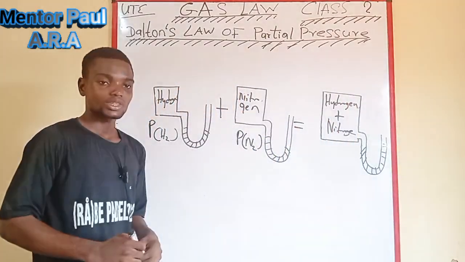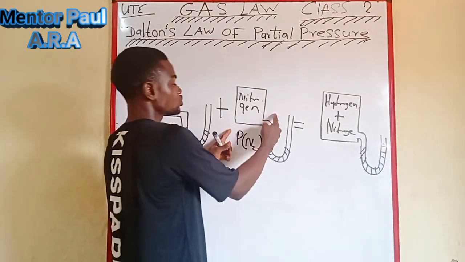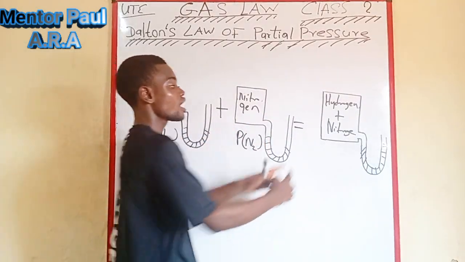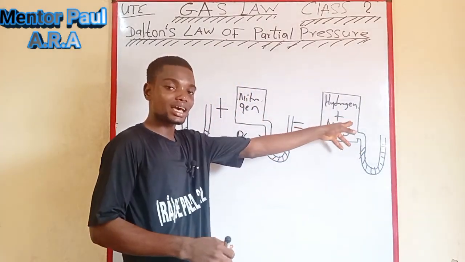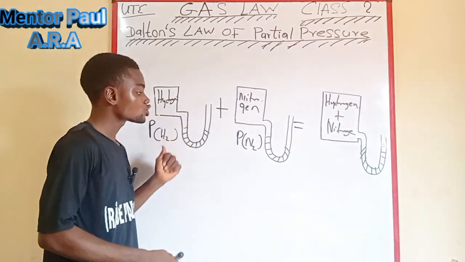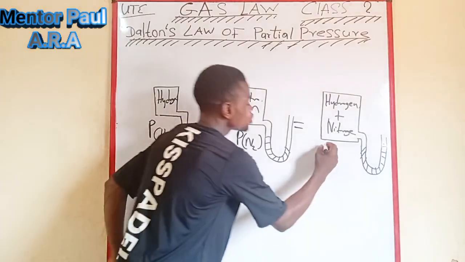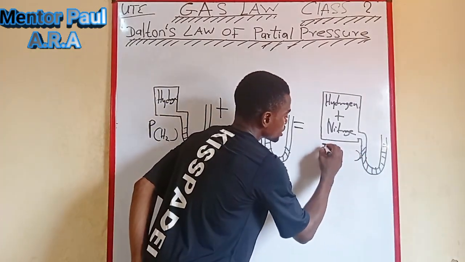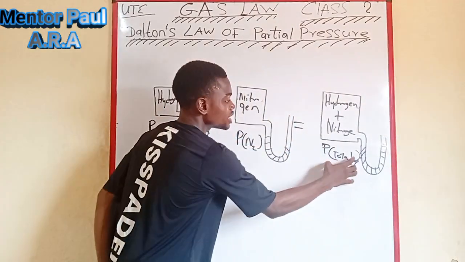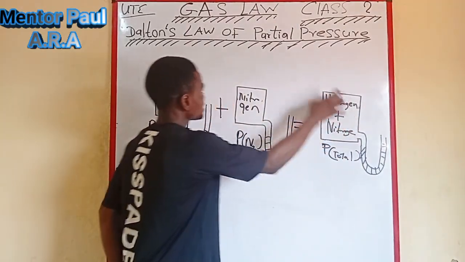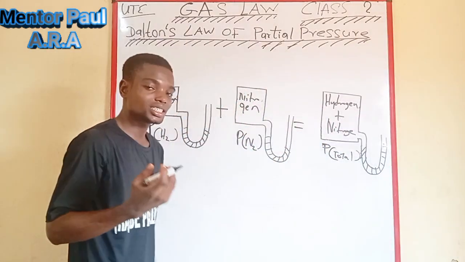Now notice that since hydrogen exerts its own pressure called partial pressure and nitrogen exerts its own pressure called partial pressure, at this particular point, the pressure that is going to be exerted by the mixture of these gases is going to be equal to the sum of the individual partial pressures of the gases. So here is going to be a total pressure. All right, so the total pressure exerted by a mixture of gases according to Dalton's law is equal to the sum of the individual partial pressures.